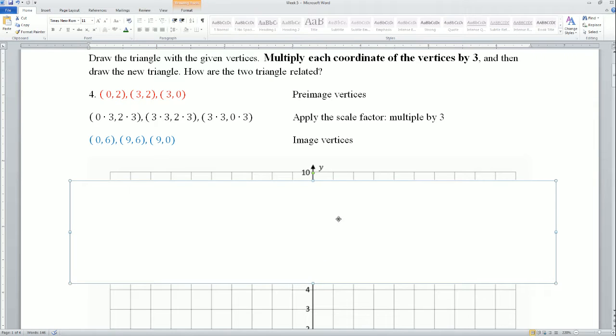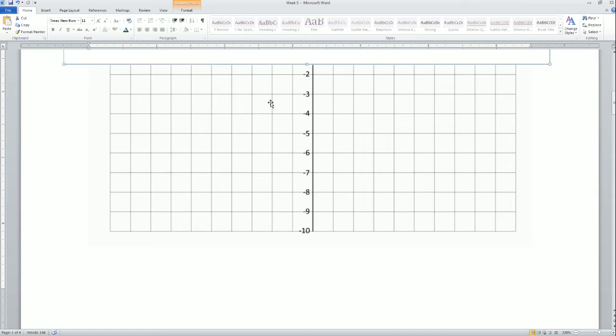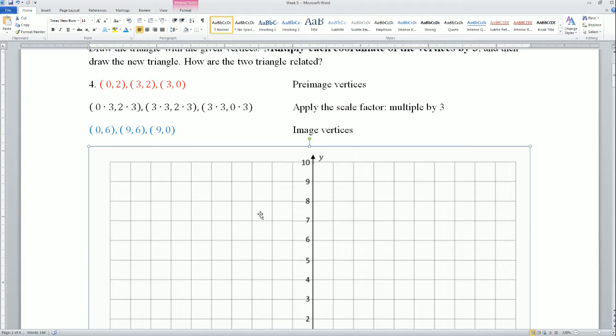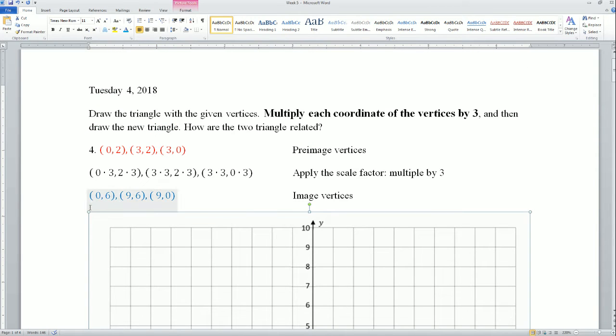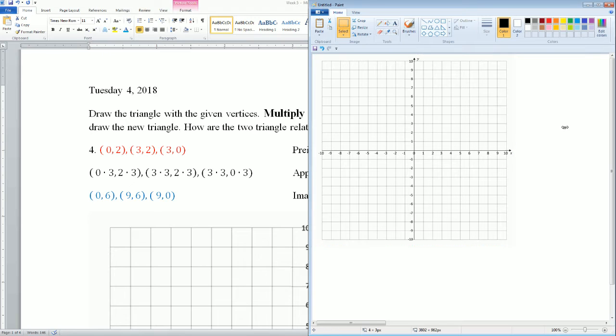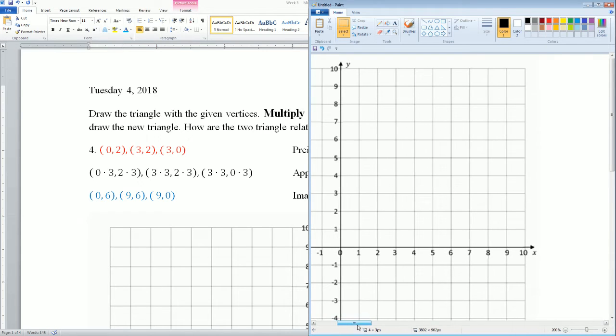Okay? So, what I have here is the graph, and I'm going to graph the points, okay? Because it asks, after I got the new vertices, I should graph it and see what happens. So, I'm going to grab paint here. Alright, the first one is 0, 2. So, let's do that. It should be red. Let's fill it in here.